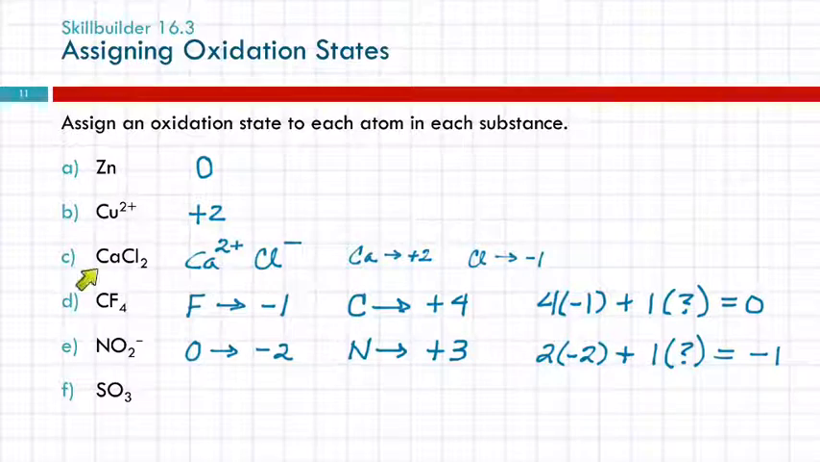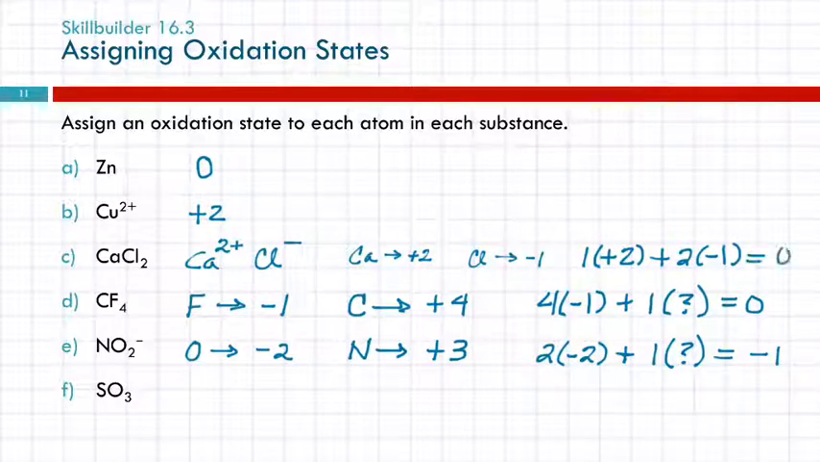Right. And we can do that with this as well. There's one calcium, and it's got a +2 charge. And there are 2 chlorines, and they have -1 charges, and that adds up to 0. We didn't really have to do it, though, because we know the charges on these monatomic ions. But when you've just got nonmetals, this is the thinking process.